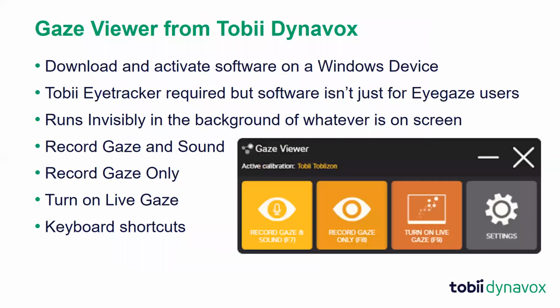All right, so Gaze Viewer is a piece of software from Tobii Dynavox. It's downloaded from our website and then can be activated on any Windows device. Now, you do need a Tobii eye tracker to use the software. But one of the key points that we're going to keep re-emphasizing as we go through this is it's not just for eye gaze users. We can get a lot of valuable information for those that are using eye gaze.